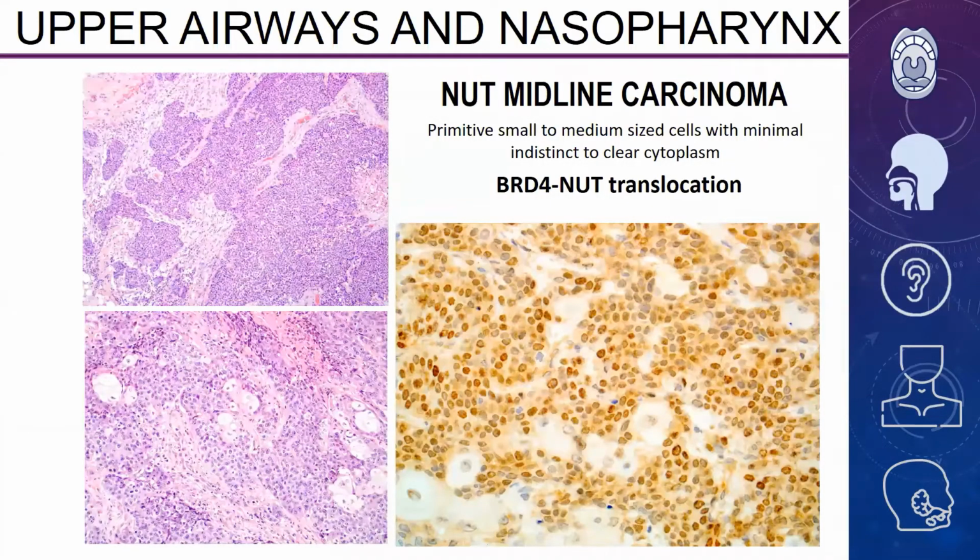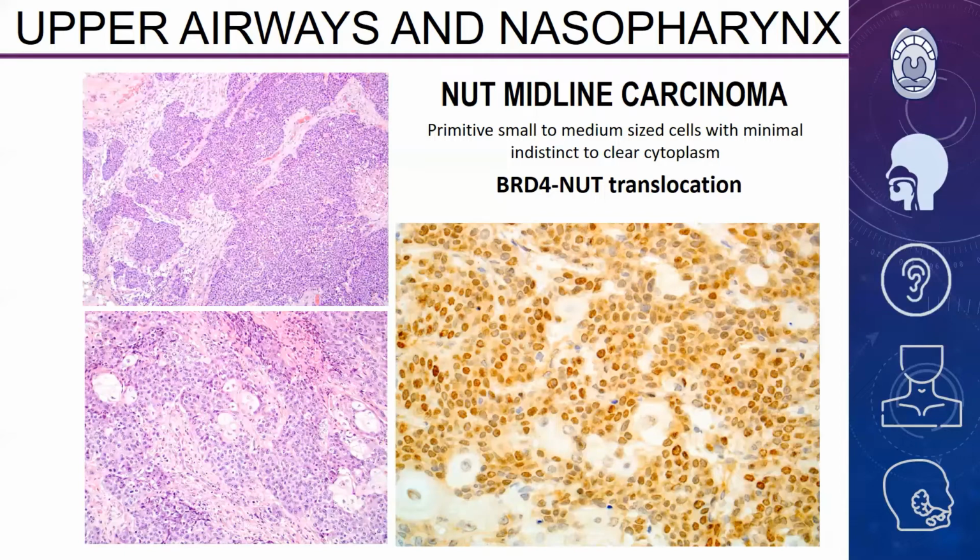Next, we have NUT midline carcinomas, which are uncommon tumors occurring in the nasopharynx, salivary gland, or other midline structures of the thorax or abdomen. It can occur at any age, from infancy to late adulthood, but the true incidence of NUT midline carcinoma is not known, as it is easily mistaken for squamous cell carcinoma. Despite this, NUT midline carcinoma is clinically distinctive due to its extremely aggressive behavior and resistance to conventional therapy. Most patients survive for less than a year following diagnosis.